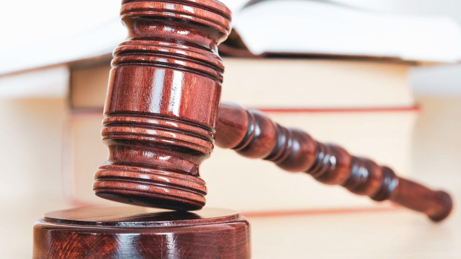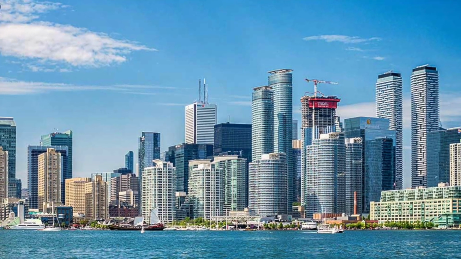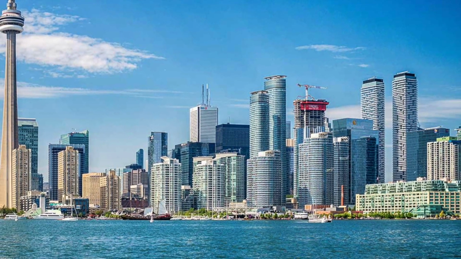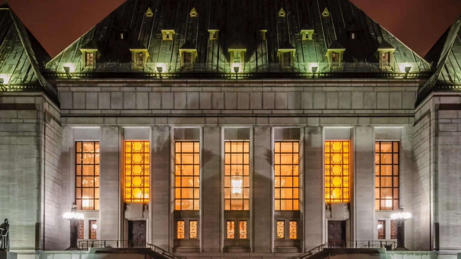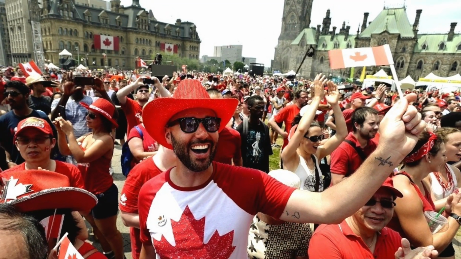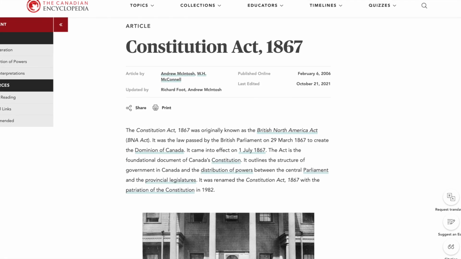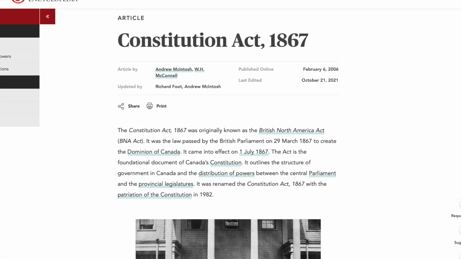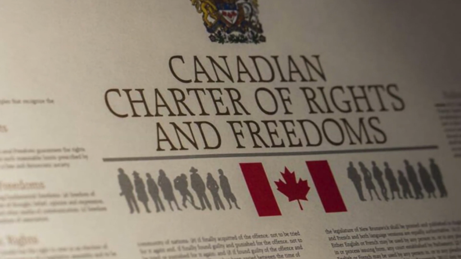So what's the Canadian Constitution? At its core, it's the supreme law of Canada, a set of rules that defines how our country operates. It's not one single document, but a collection of laws, conventions, and traditions. The two big written pieces are the Constitution Act, 1867, which set up Canada as a federation, and the Constitution Act, 1982, which brought us the Charter of Rights and Freedoms.